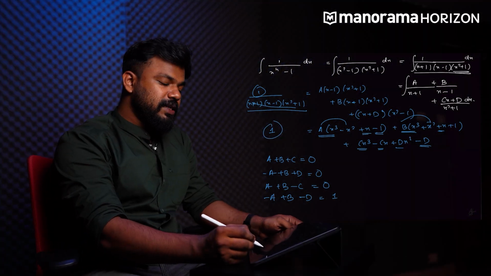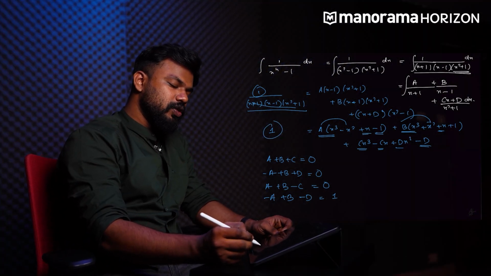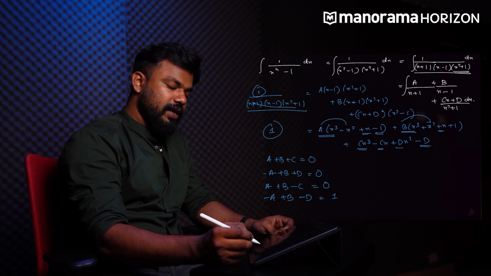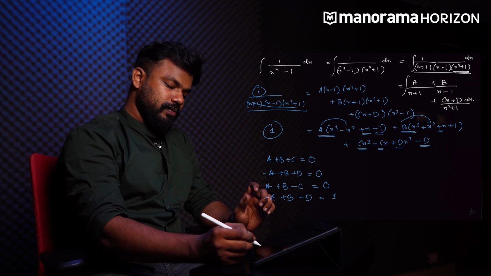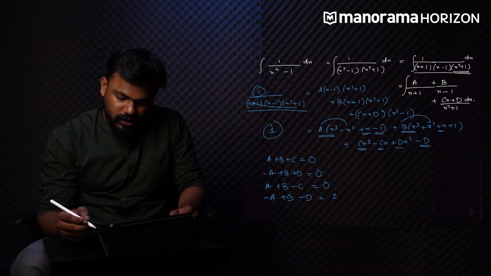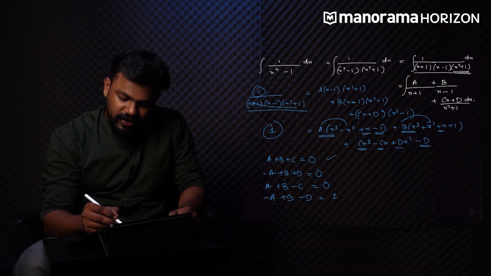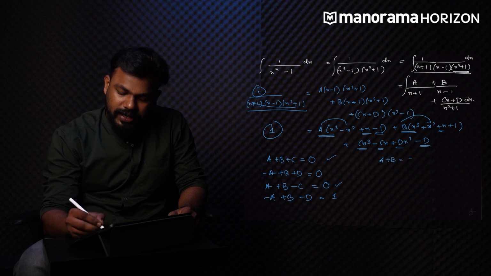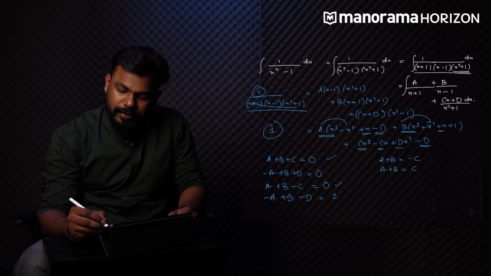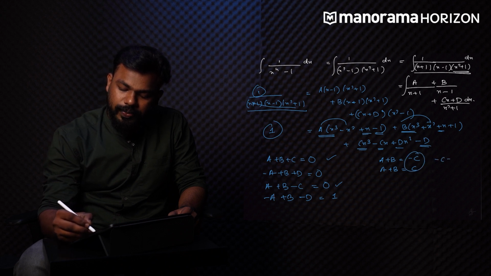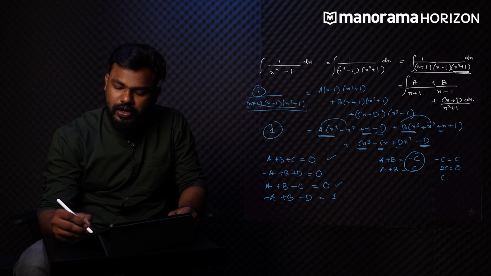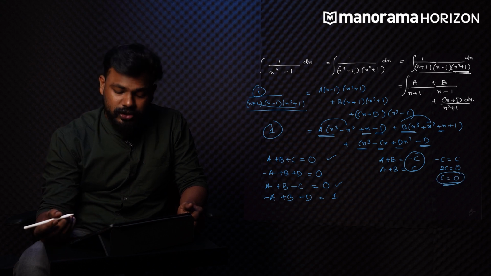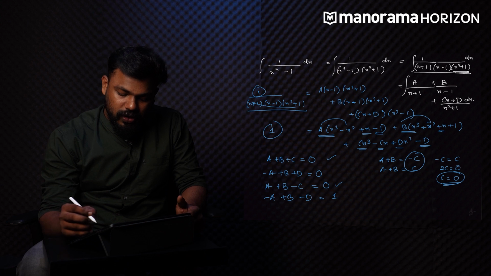So you have a plus b plus c is equal to 0, minus a plus b plus d is equal to 0, a plus b minus c is equal to 0, and minus a plus b minus d is equal to 1. So now what I'm going to do here is, I'm going to take this first one and the third one. So a plus b plus c is equal to 0 means a plus b is equal to minus c. A plus b minus c is equal to 0 means a plus b is equal to c. So that means when I take these two, I can say minus c is equal to c, or 2c is equal to 0, or c is equal to how much? 0. So c value is gone.